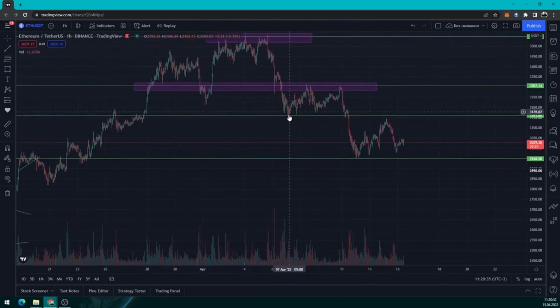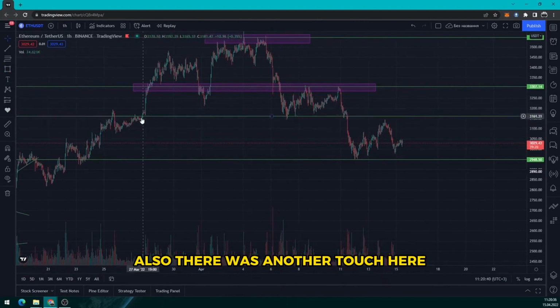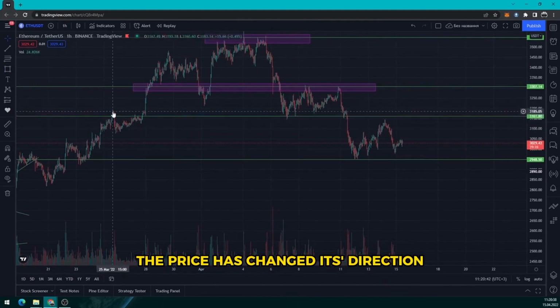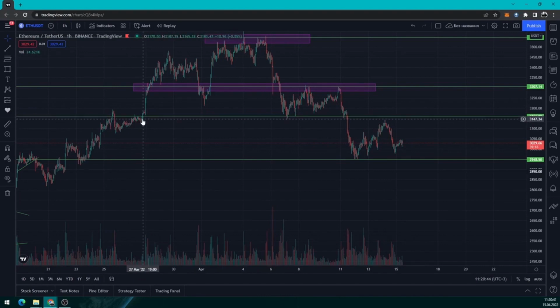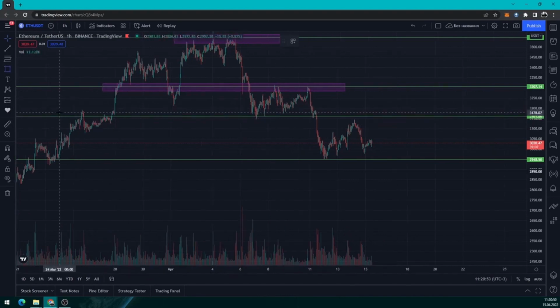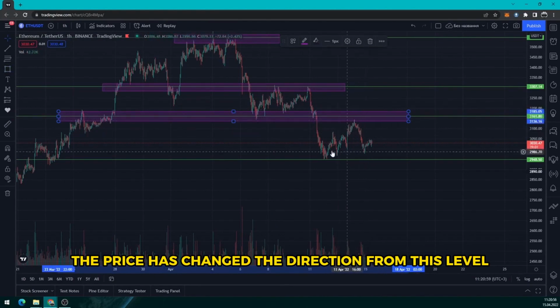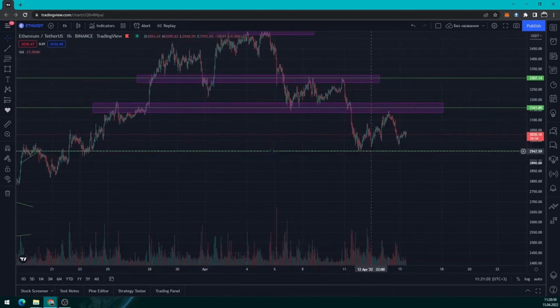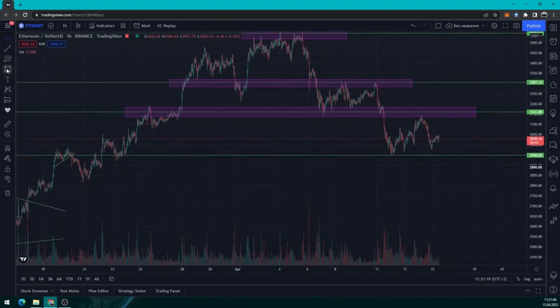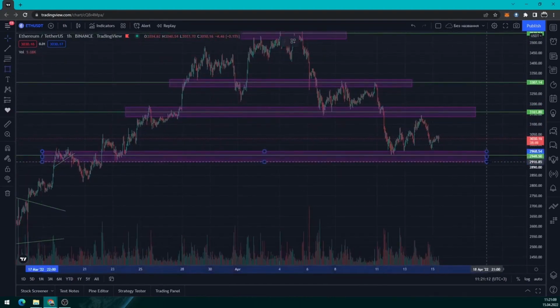Next we have again 1, 2, 3, 4, 5. With the 5th attempt we succeeded. Also, there was another touch at 10. That is, it changed its direction. There was a breakthrough here. Next, we additionally experienced a rebound from this level here. So you observe the number of touches there were. It altered its direction from this level. We observe 1, 2, 3, 4. In other words, once again, we designate the area.